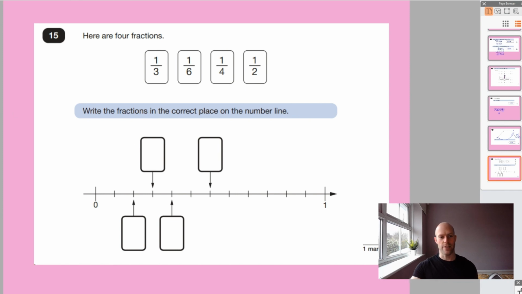Here are 4 fractions. Write the fractions in the correct place on the number line. Again, you want to log yourself into what we're doing. Okay, so we're on a number line. So what do we need to do? We need to calculate the jump. The best thing to do is calculate the jump on a number line.